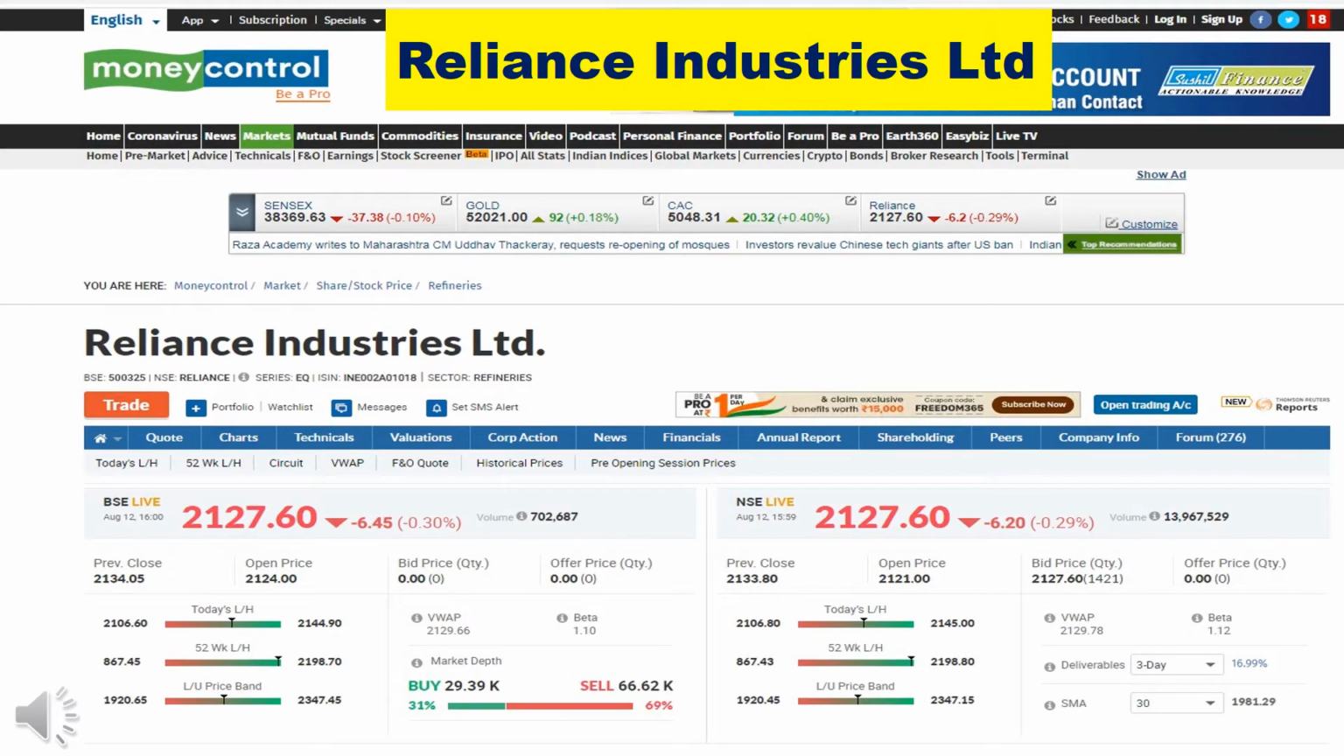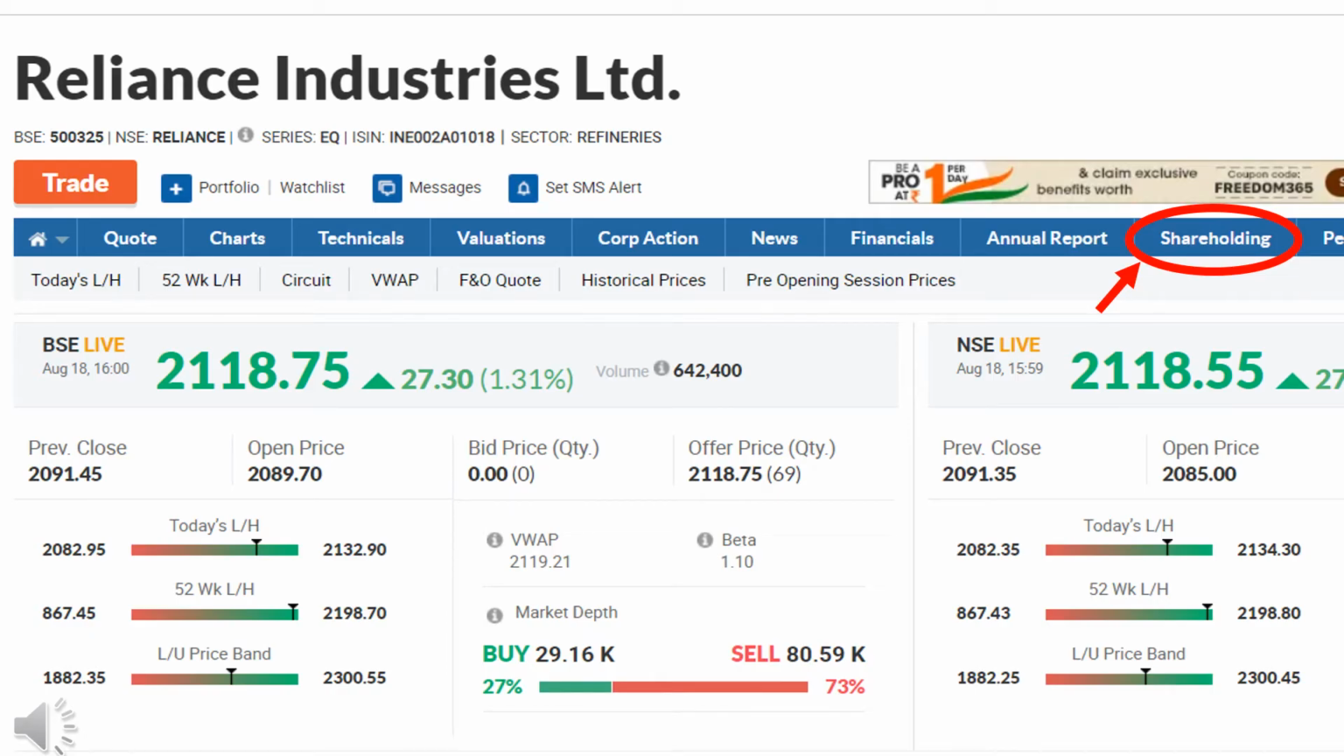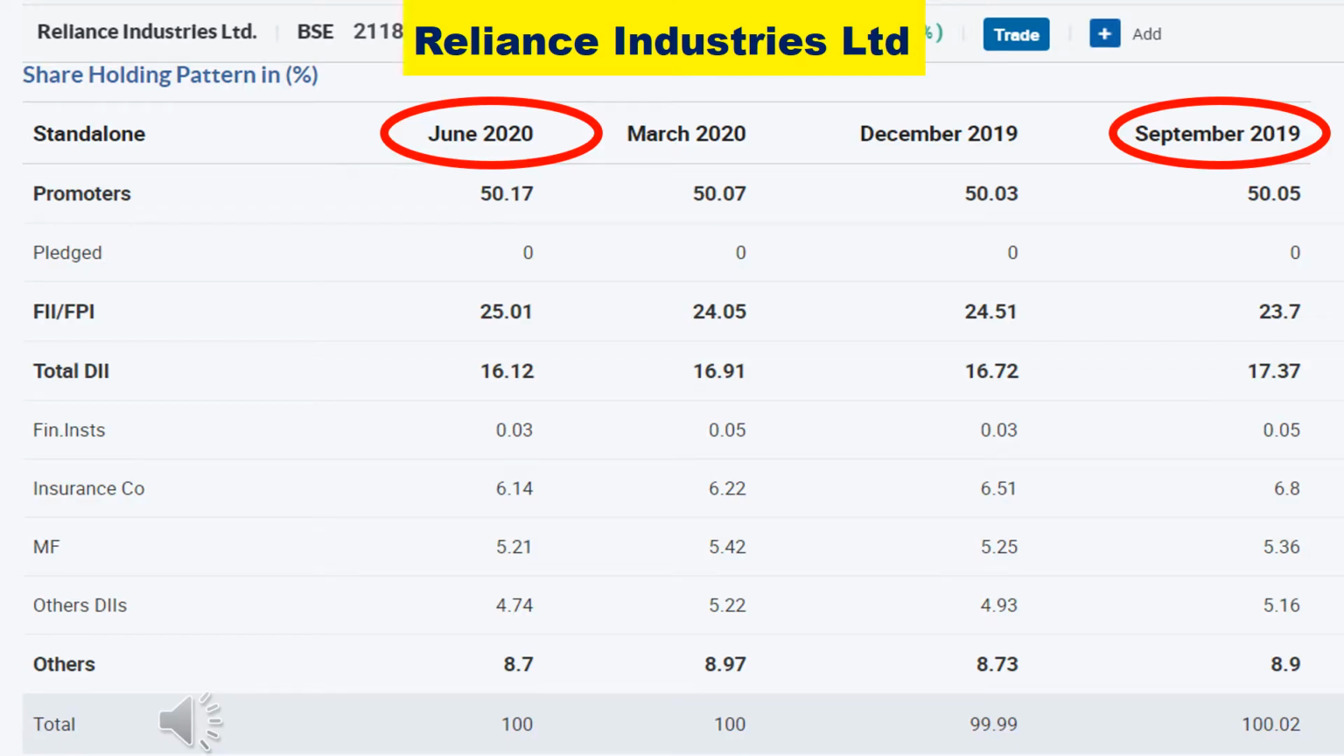Normally, all the company's data will be updated on the Money Control website. On the Money Control website, at the top you can find the search option. In that you can enter the name of the company which you would like to search. I have entered Reliance Industries Limited in the search option. Like this, Reliance Industries Limited data will open. At the top you can find many links like valuation, financial, annual report. In that, click the link shareholding. Like this, the Reliance Industries Limited shareholding pattern will open.